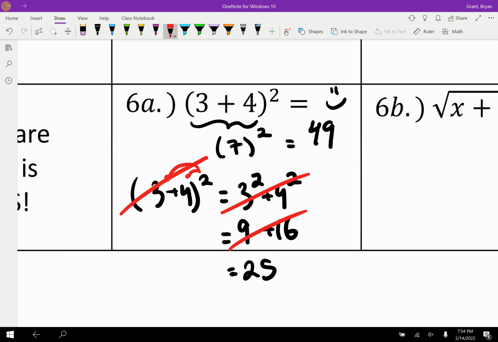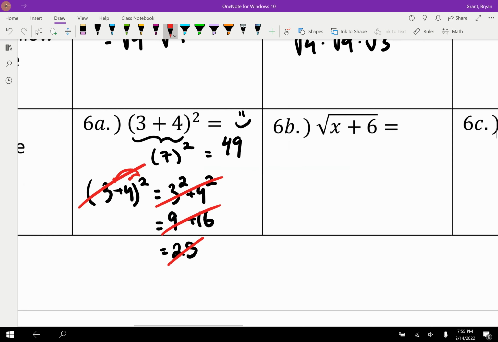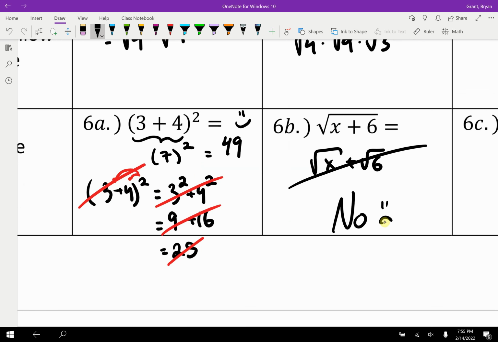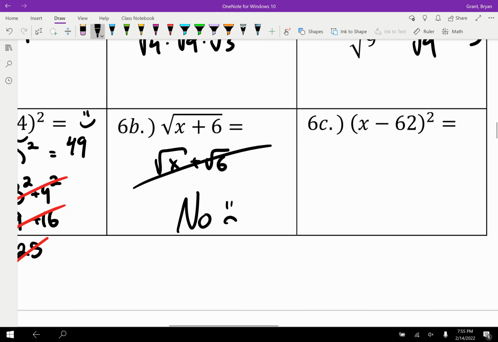You will almost never get the right answer. A few more examples: because square roots are the same as squares, or at least they're both exponents, we are also not allowed to distribute a square root with addition and subtraction. We can't do it.